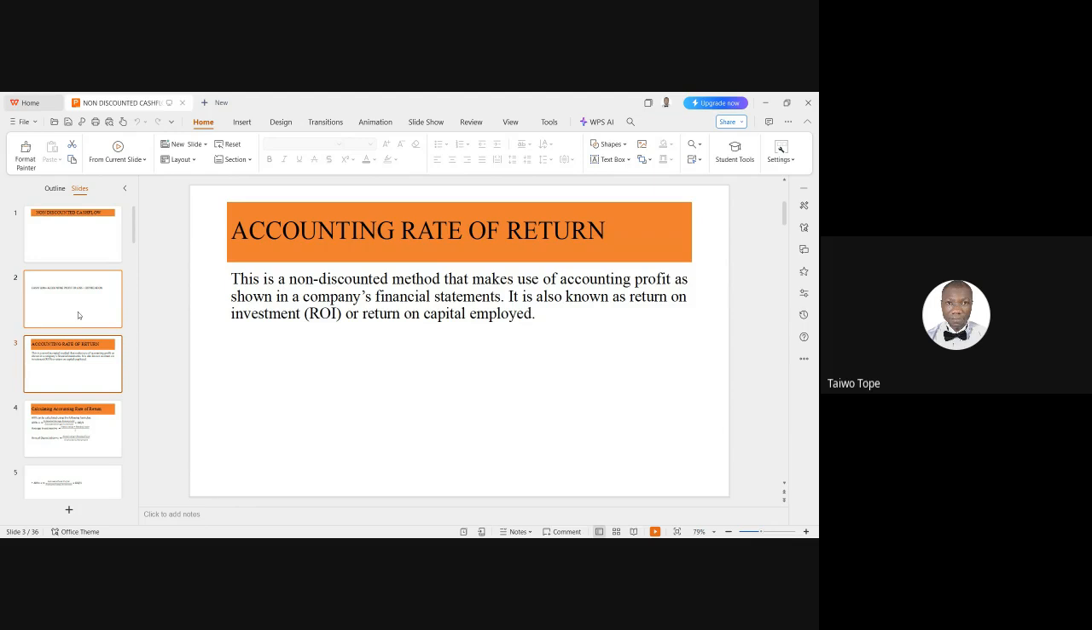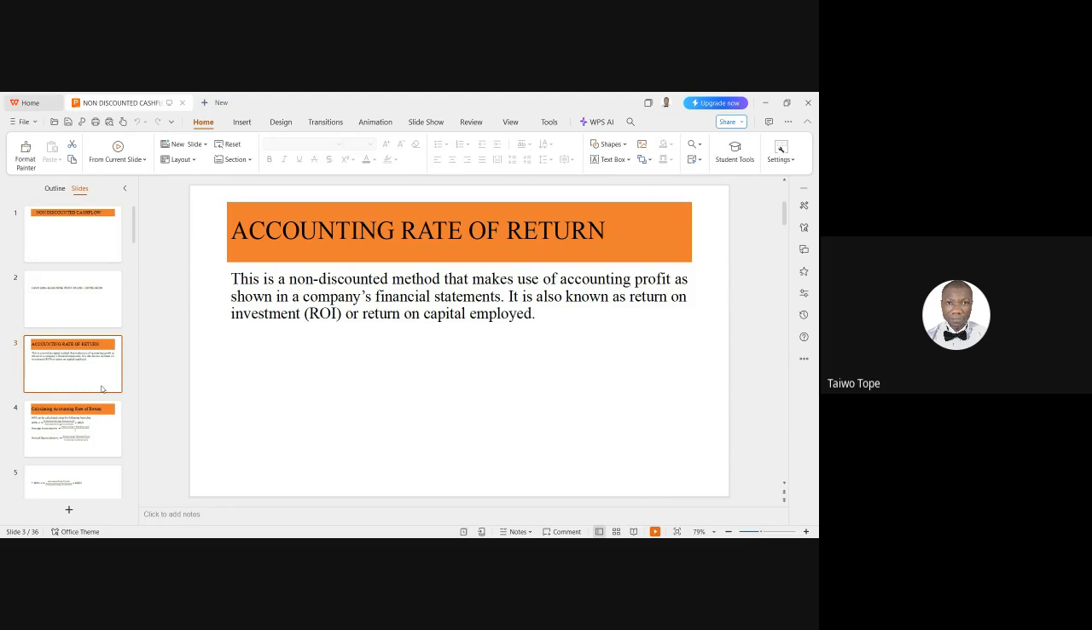And where it is not uniform, where we don't have regular cash inflow, we apply a tabular approach. That is where there is irregular cash inflow. The payback period can be calculated using a table where we have the years, the cash flow, then the cumulative balance. You can watch my earlier video to see more of these.